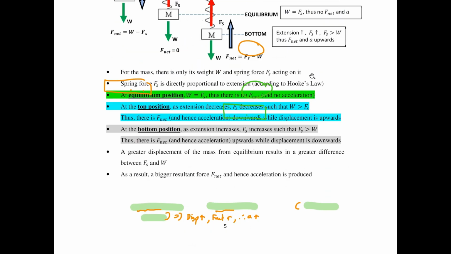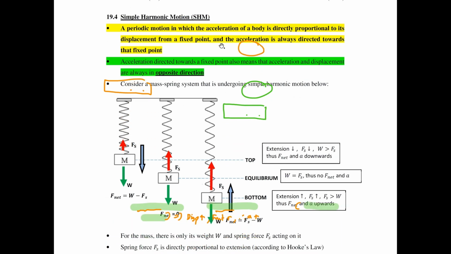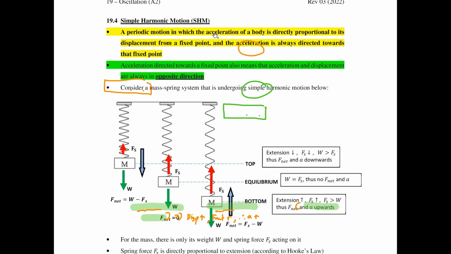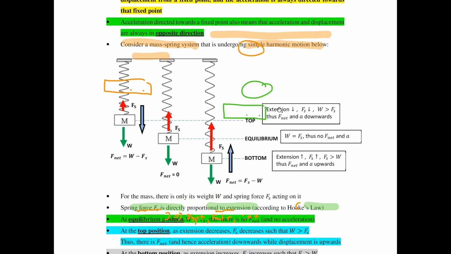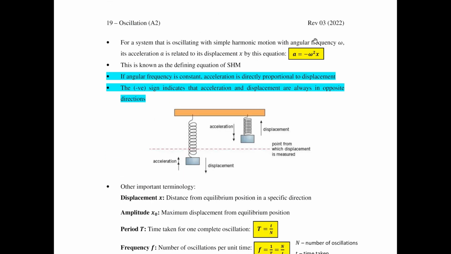Now, for those two criteria in the definition just now, where we tell you that simple harmonic motion is where acceleration is directly proportional to your displacement from a fixed point, and the acceleration is always directed to a fixed point, you actually have an equation to represent those two statements. That one is given in the next page, under page 6. We will normally tell you that for a system that is oscillating with simple harmonic motion with a certain angular frequency omega, the acceleration a is related to its displacement x by this equation: a equals negative omega squared x.